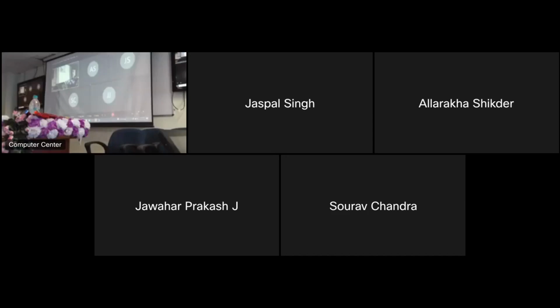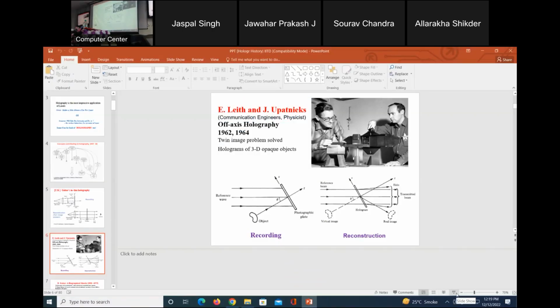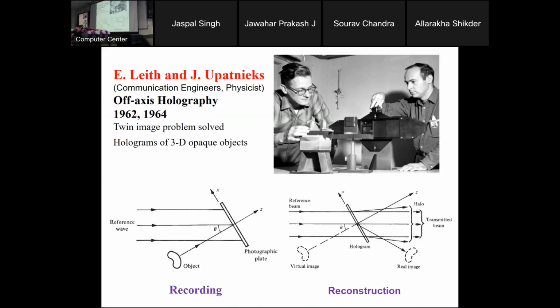That's what happens in off-axis holography. These two beams are meeting at a large angle. The fringes are rather fine, whatever fringes are rather close. Because the angle of interference between the two beams is small, that's why it was difficult to separate.